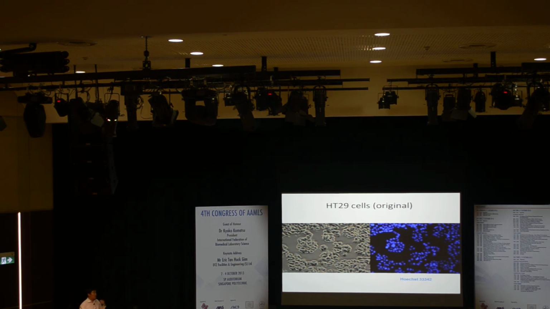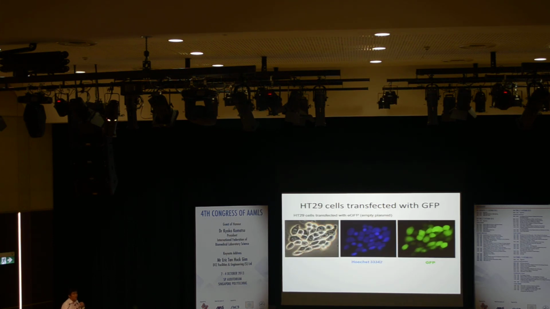Before we use the Herv-H GFP construct, we have to transfect the cells with the empty plasmids. So over here, this HT29 cell has been transfected with the empty plasmids, which means only the EGFP. And what we can see over here is that we can still see the large nucleus, and over here will be this GFP, and we can see that the GFP is widespread.